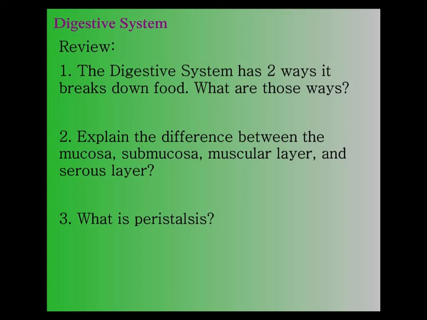We'll get into a lot more detail of where we're going to find that, but for right now, I want you to know that we do have 2 ways to break things down. Question number 2: explain the difference between the mucosa, submucosa, muscular layer, and serous layer. Here's what I want you to know about the difference. Where is it located in the body? Which one's superficial? Which one's deep? How are they layered in order? What are the functions of these specific layers?